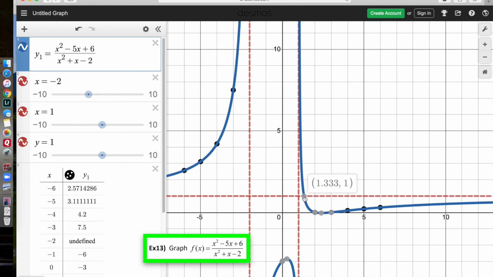And even here, the steepness between x equals 1, not having a value, so it's at infinity, to this is just 1 1/3. So in a third of a space on the graph, the graph dropped all the way to y equals 1.